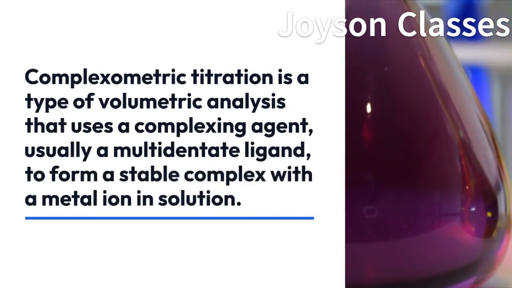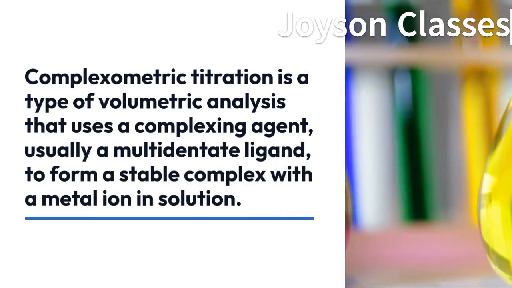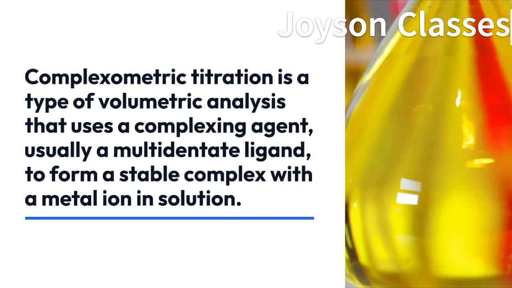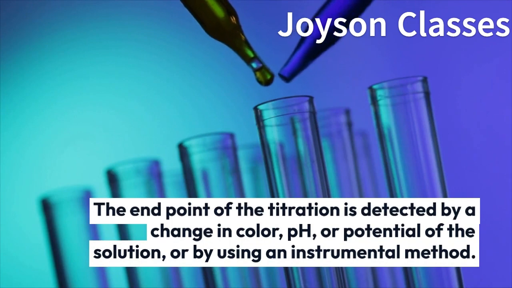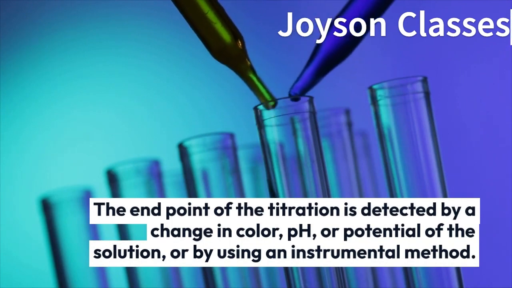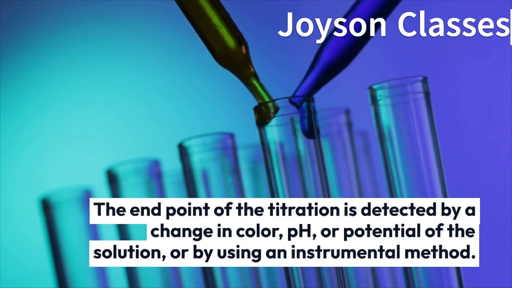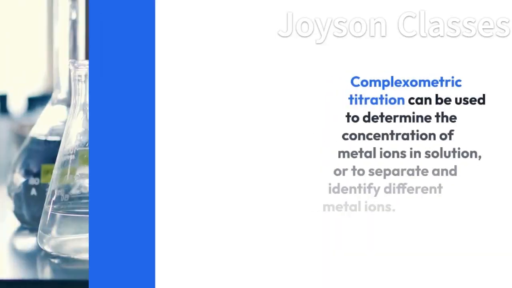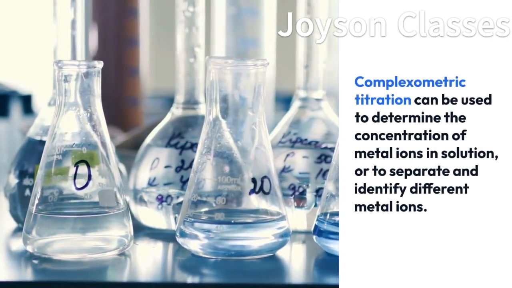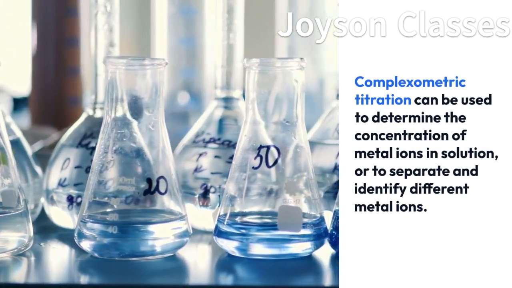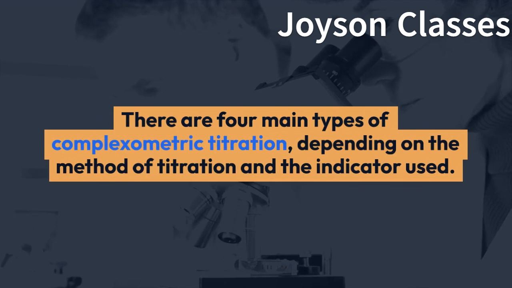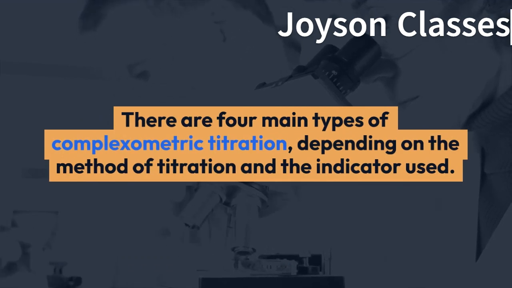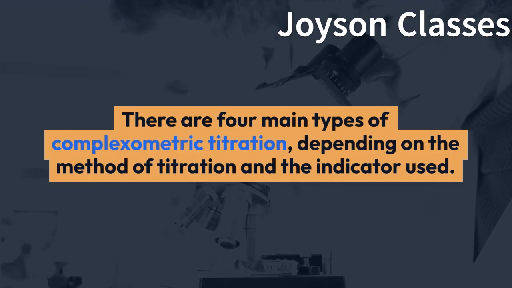Complexometric titration is a type of volumetric analysis that uses a complexing agent, usually a multidentate ligand, to form a stable complex with a metal ion in solution. The end point of the titration is detected by a change in color, pH, or potential of the solution, or by using an instrumental method. Complexometric titration can be used to determine the concentration of metal ions in solution, or to separate and identify different metal ions. There are four main types of complexometric titration, depending on the method of titration and the indicator used.